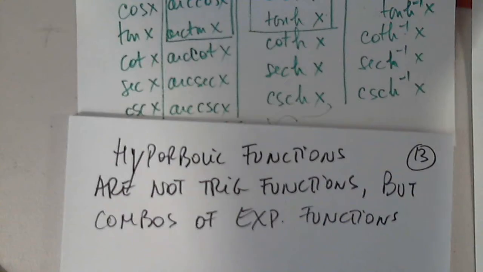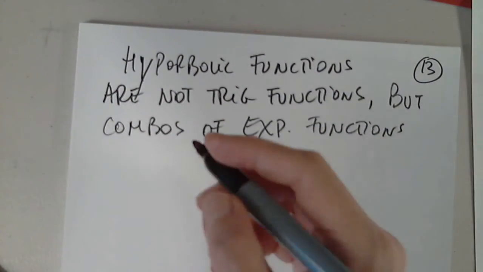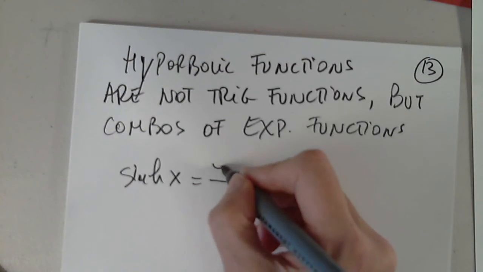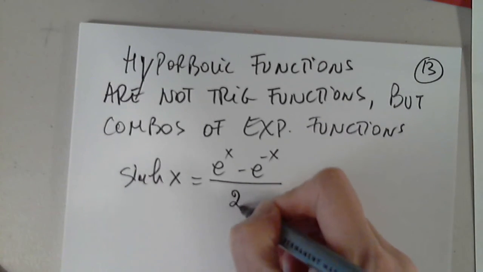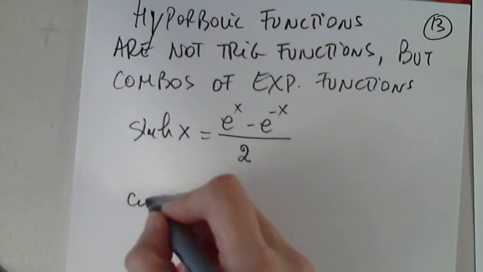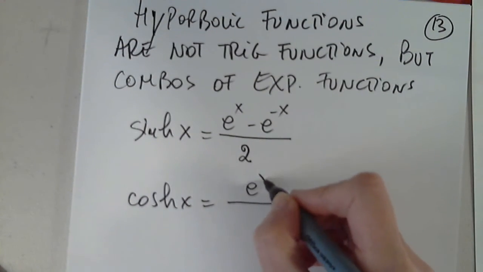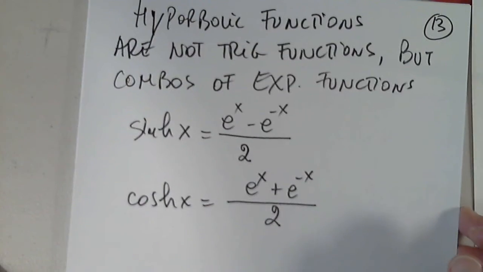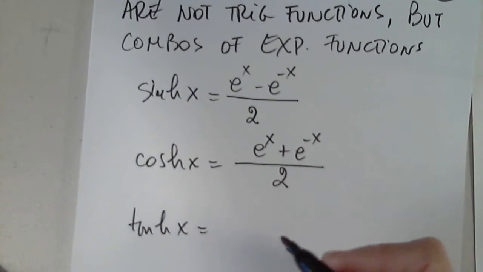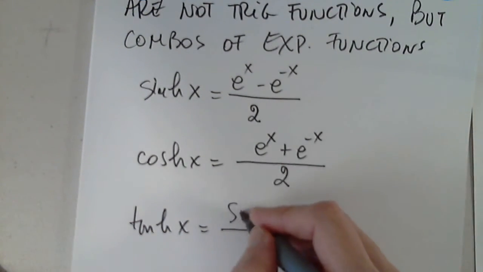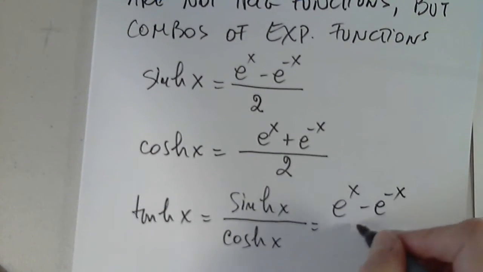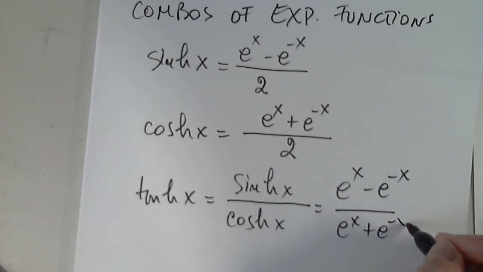Okay, so let's at least define the first 3 and their derivatives. Hyperbolic sine is e to the x minus e to negative x divided by 2. Hyperbolic cosine is the same but with plus: e to the x plus e to negative x divided by 2. And hyperbolic tangent is sine over cosine. So hyperbolic tangent will be hyperbolic sine over hyperbolic cosine, of course, e to the x minus e to negative x over e to the x plus e to negative x.